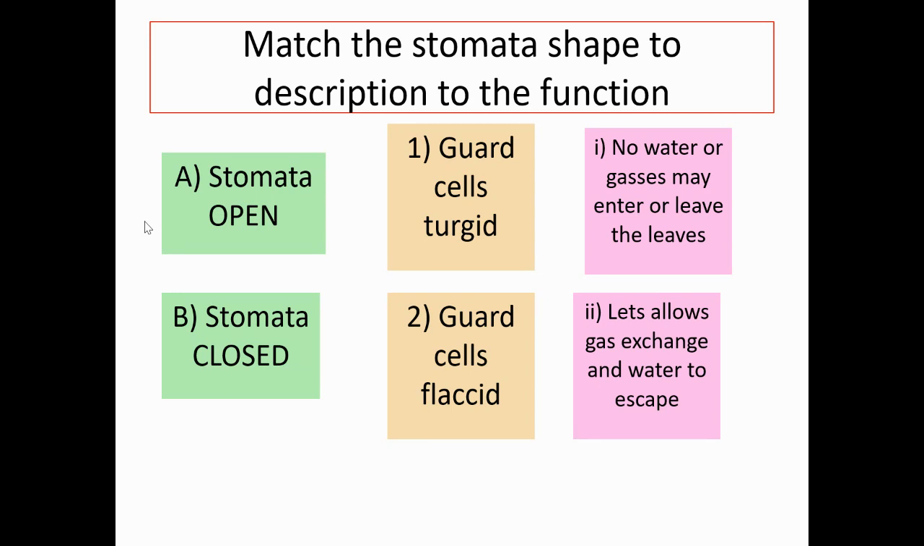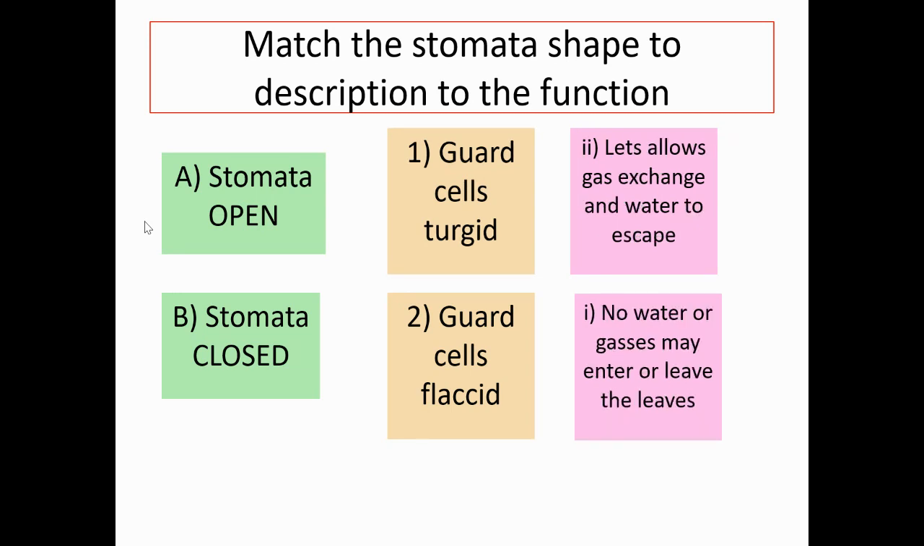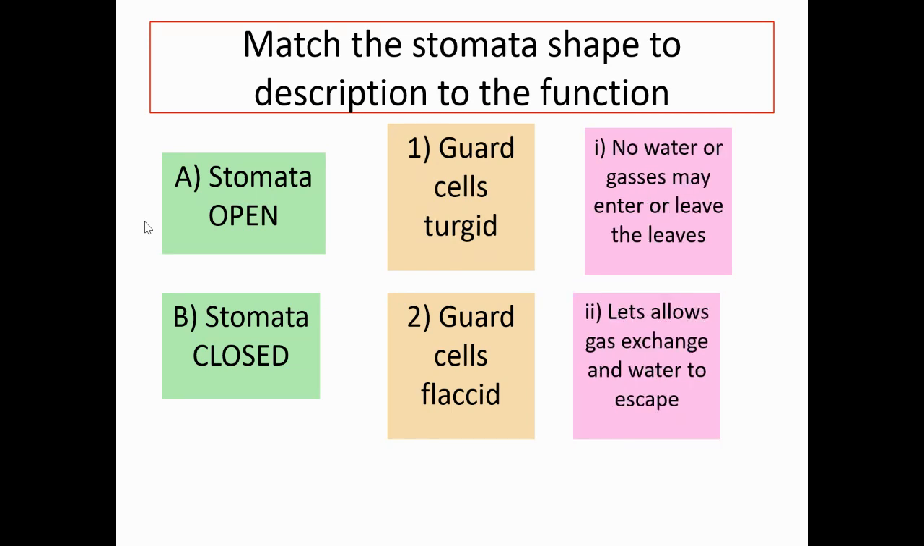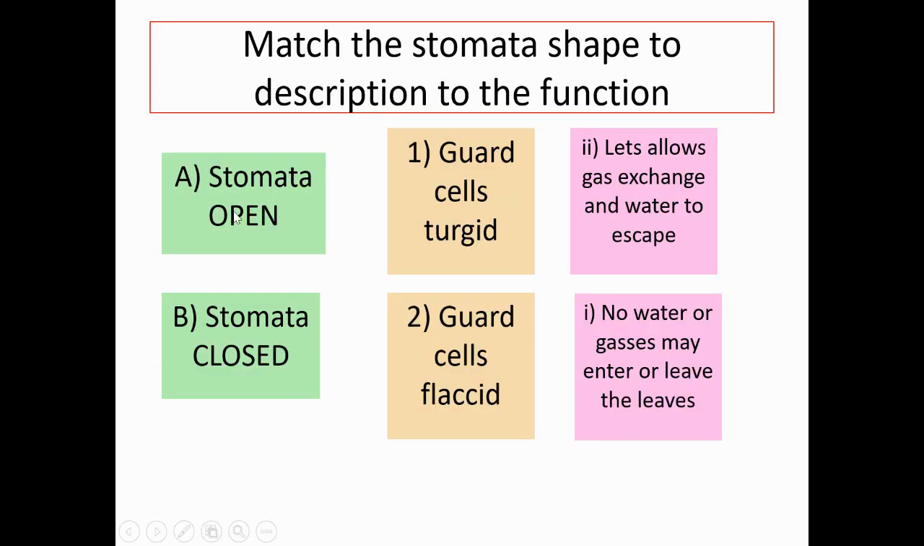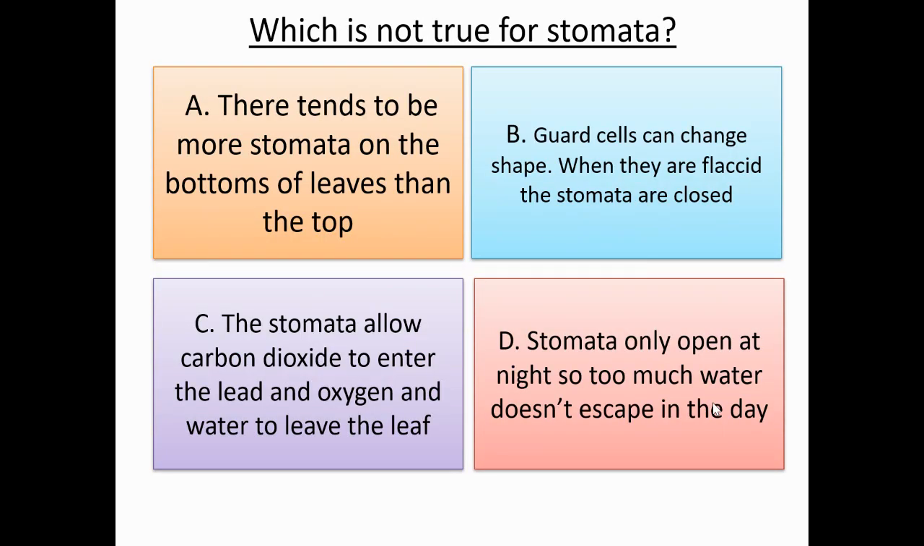Okay, welcome back. Let's have a look at some answers. Not very much has changed. The second two are the other way around. So these are the answers. The stomata that are open have guard cells that are turgid. This allows gas exchange and water to escape. When the stomata are closed, this means the guard cells are flaccid, so no water or gases may leave or enter. Okay, well done for those people who got that right.